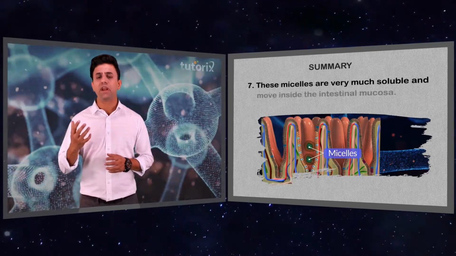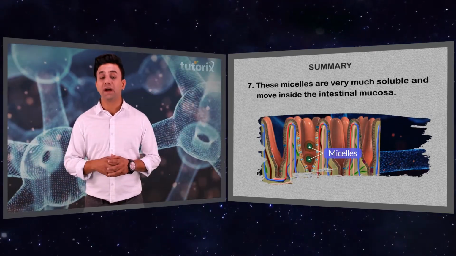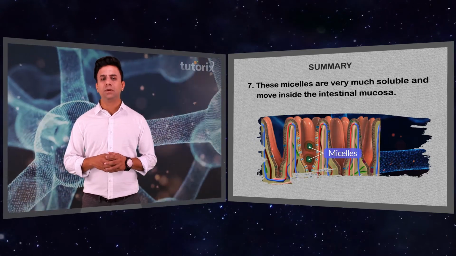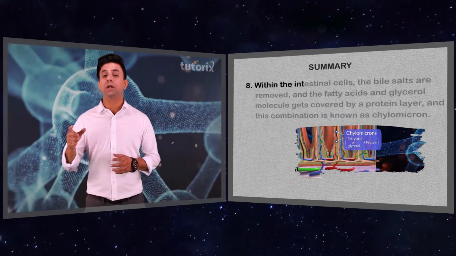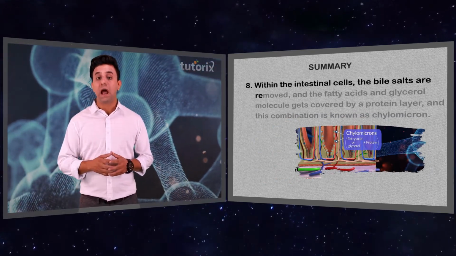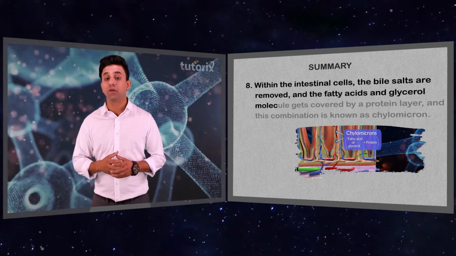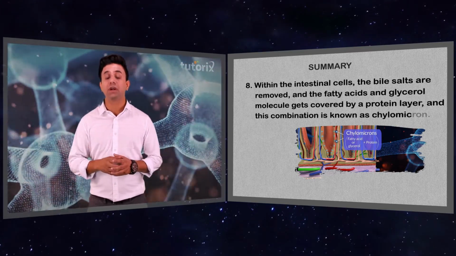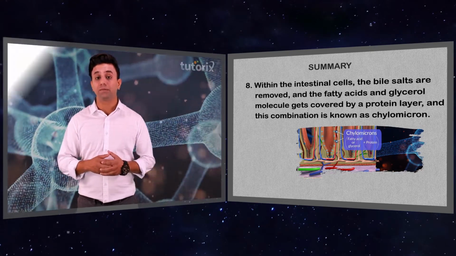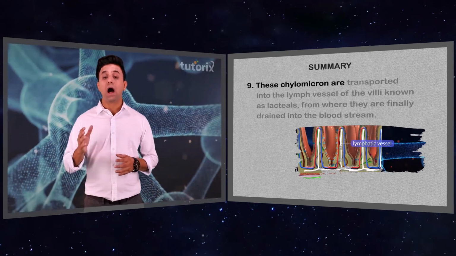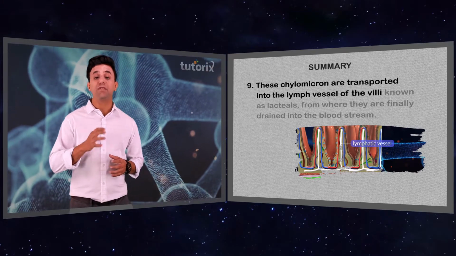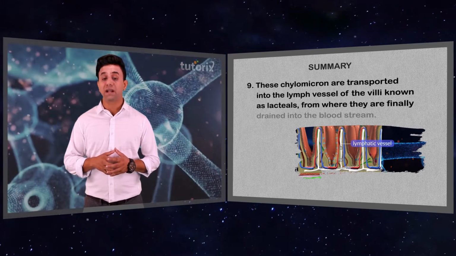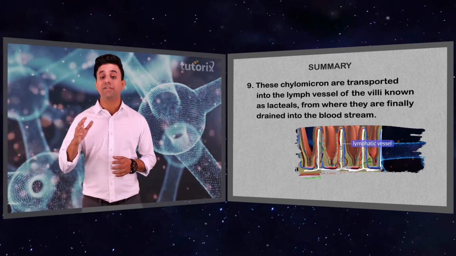These micelles are very much soluble and move inside the intestinal mucosa. Within the intestinal cells, the bile salts are removed and the fatty acid and glycerol molecules get covered by a protein layer, and this combination is known as chylomicron. These chylomicrons are transported into the lymph vessels of the villi known as lacteals, from where they are finally drained into the bloodstream.